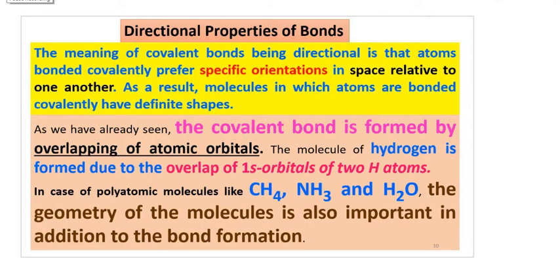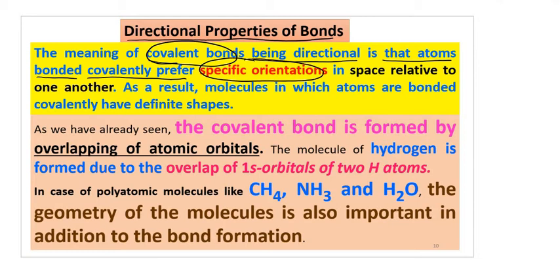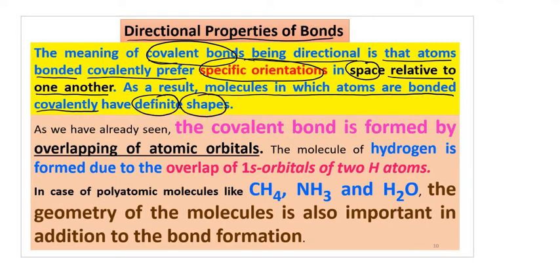Now we are going to learn about some directional properties of the bonds. The meaning of covalent bonds being directional is that atoms bonded covalently prefer some specific orientations in space relative to one another. As a result, molecules in which atoms are bonded covalently have definite shapes. This point is very, very important, students.